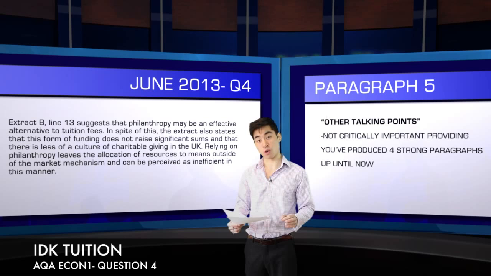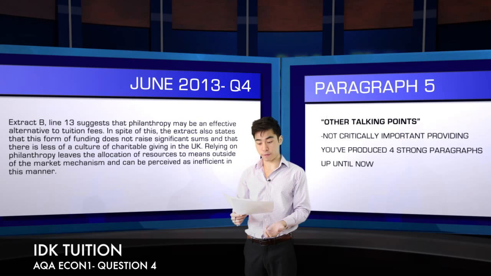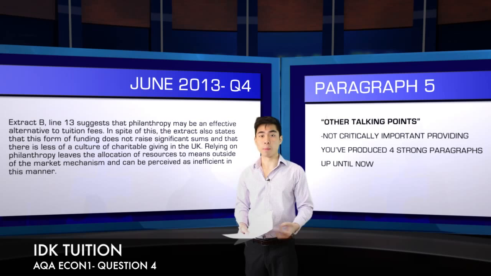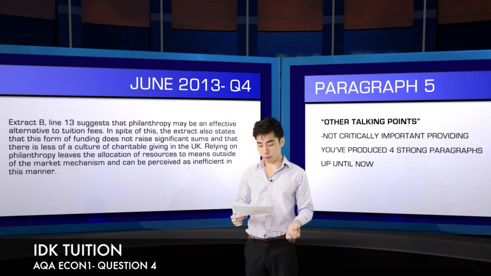But here, we're talking about extract B, line 13. I think it's clearly the case that you need to talk about philanthropy in the context of these extracts. It's quite straightforward. All the extracts are saying is that philanthropy is one alternative to the charging of tuition fees. In terms of your evaluation, they speak about the fact that this form of funding doesn't raise a significant amount of money.